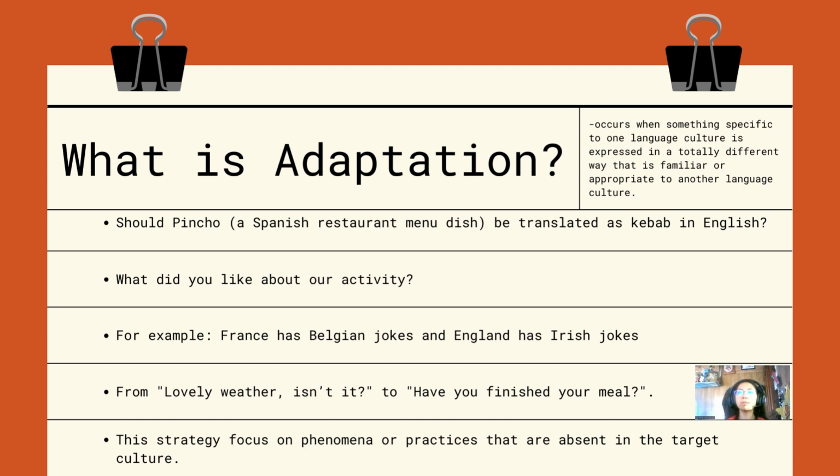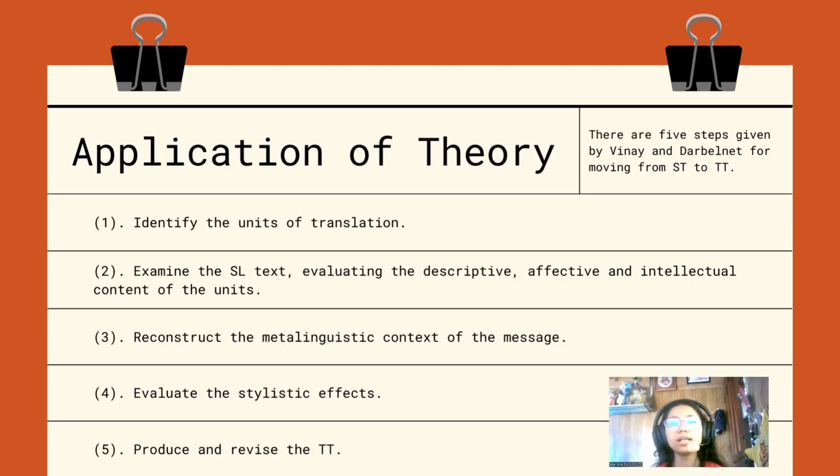Although these expression patterns are irrelevant and strange to people from other cultures, both sentences in the example above can be translated as, how do you do? And by adopting this method, an equivalence of the same value is created in both ST and TT. Now we have the application theory.